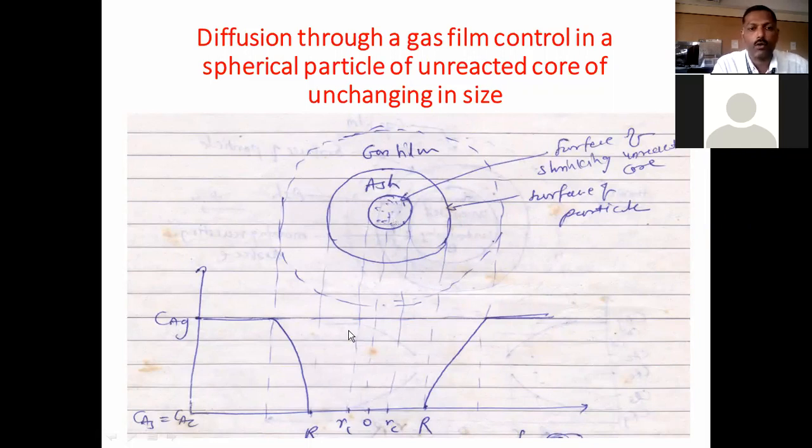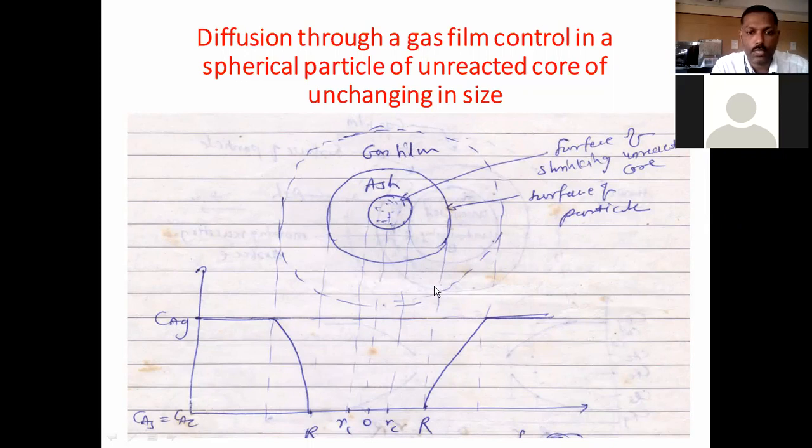Then the concentration profile: CAG is the concentration of A in the bulk of the surrounding gas. It diffuses through the gas film and reaches the surface of the solid, at radius R, due to the concentration gradient. Finally, the concentration of A measured on the surface of the solid is CAS.